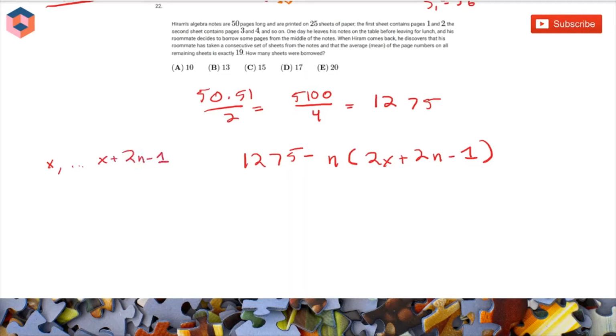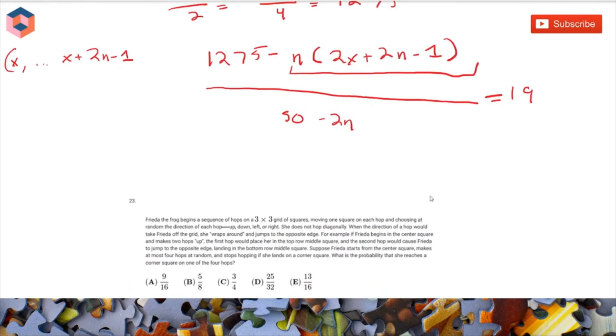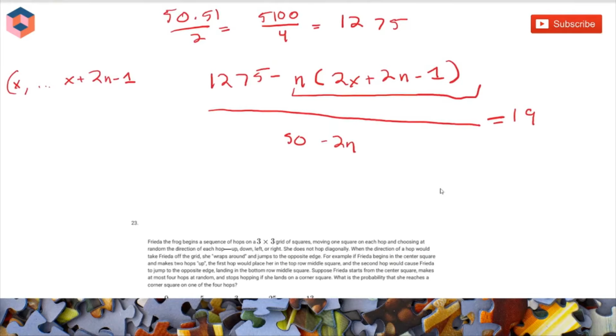Now he took out n sheets, so that's 2n pages, and since we're supposed to divide in the arithmetic sequence formula, we can just multiply by n instead of multiplying by 2n and dividing by 2, which is where we get this number from. Now if we divide by the total number of remaining pages, which is 50 minus the number of sheets he borrowed times 2, we should get 19, as the problem states. Now we can multiply both sides by 50 minus 2n to get 1275 minus n times 2x plus 2n minus 1, which equals 950 minus 38n.